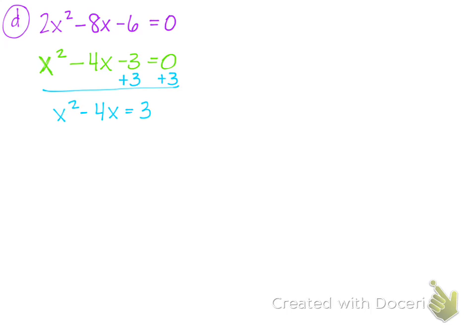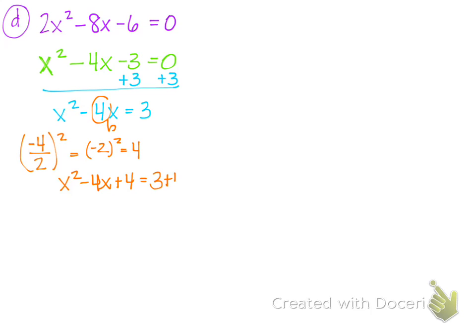Then we got to think of our new c. So we got to take our b, which is, in this case, negative 4, put it over 2, and then we're going to square it. So that's negative 2 squared, so we get positive 4. So we're going to add 4 to both sides. So we have x squared minus 4x plus 4 is equal to 3 plus 4. And we can go ahead and clean up the right-hand side. So we have x squared minus 4x plus 4 is equal to 7.